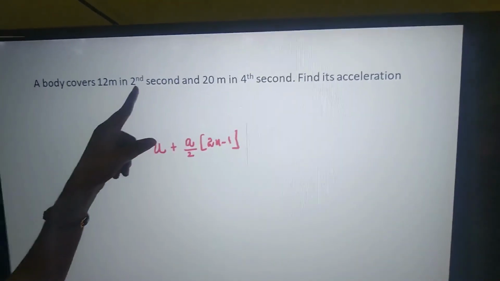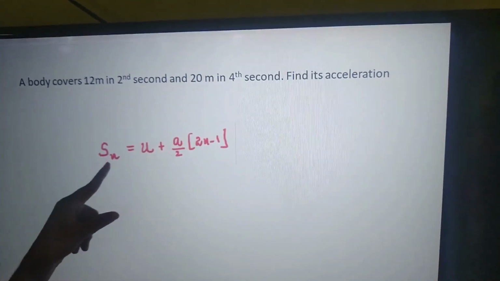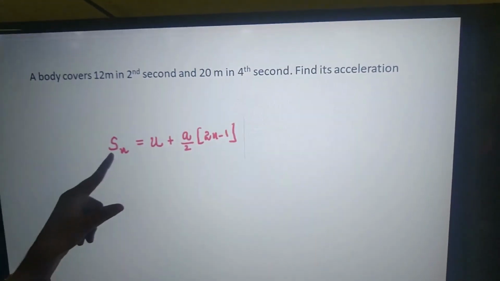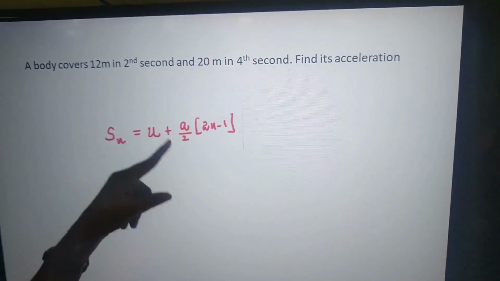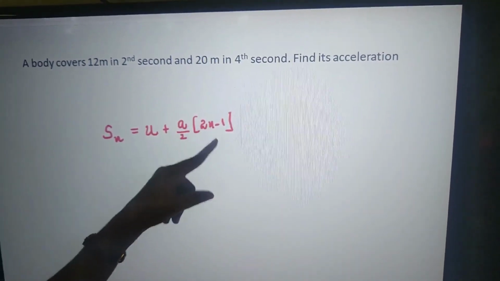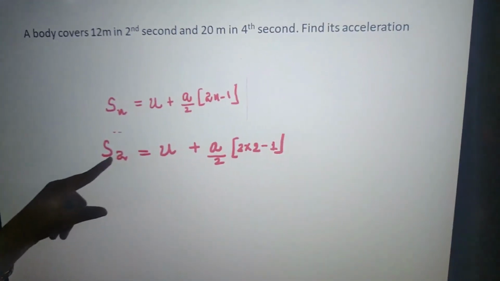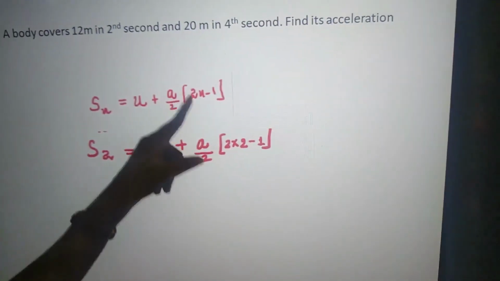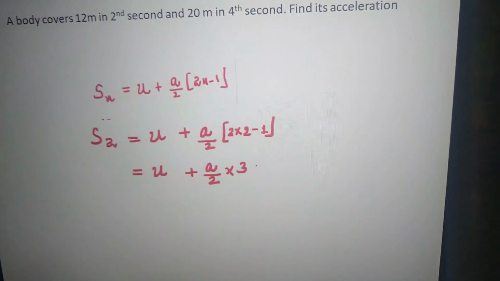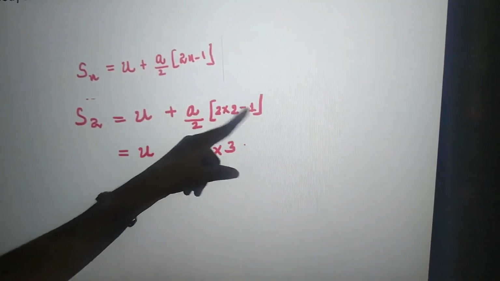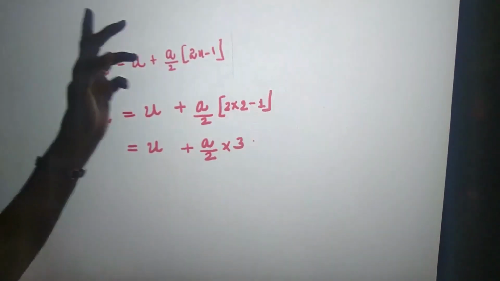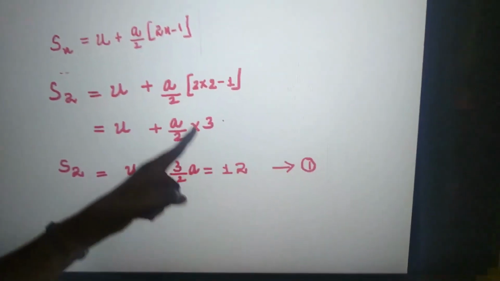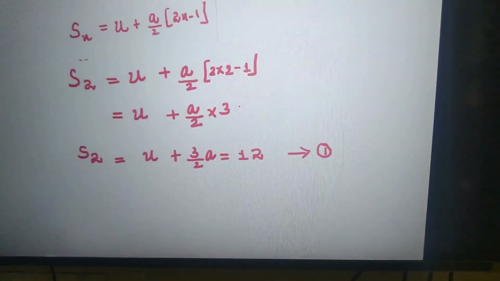Here, what is the distance travelled in the second second? 20. Wait, second means n is 2. So S2 equal to u plus a by 2 into (2 times 2 minus 1). Distance travelled in the second second. So in place of n, what comes? 2. Now simplify: u plus a by 2 into (4 minus 1), which is 3. And the distance travelled is 12 meter, so that is written here, 12. Here we got one equation.